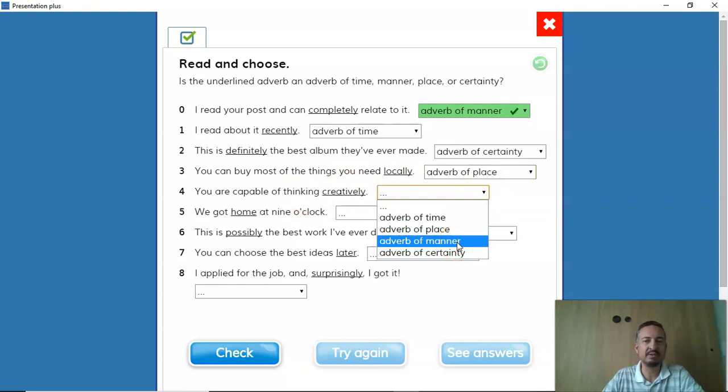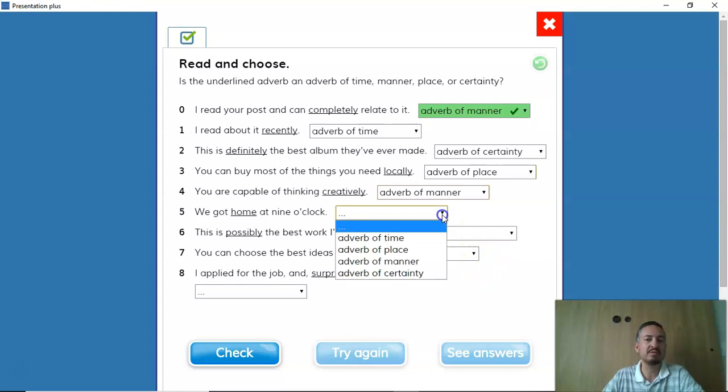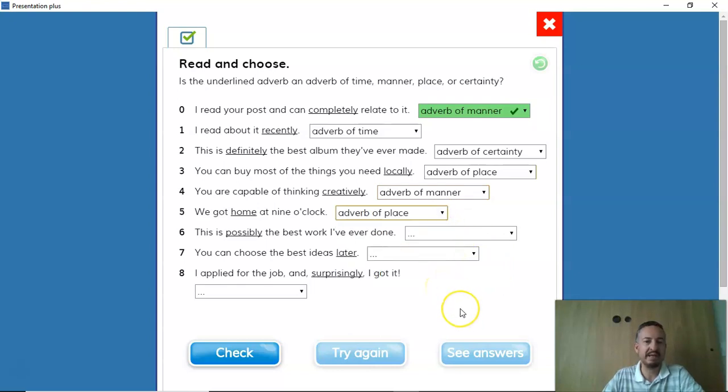So it responds to the question how. You got home. We got home at 9 o'clock. Where did we get? Home. So it responds to the question, the place. Adverb of place.